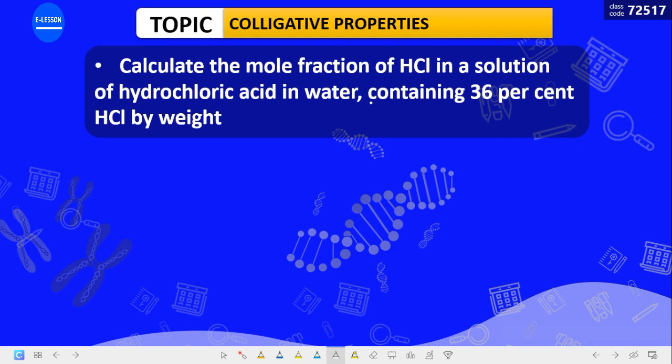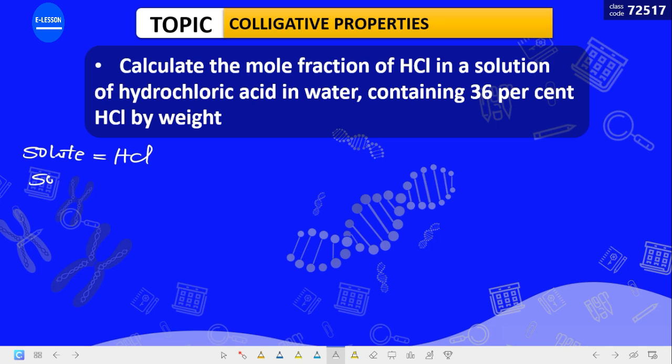Say, calculate the mole fraction of HCl in a solution of hydrochloric acid in water. Now in this case, your ability to identify your solute and your solvent is of utmost importance. Now, what is your solute in this question? Your solute is equal to hydrochloric acid.